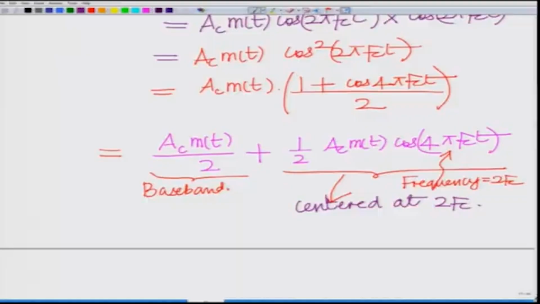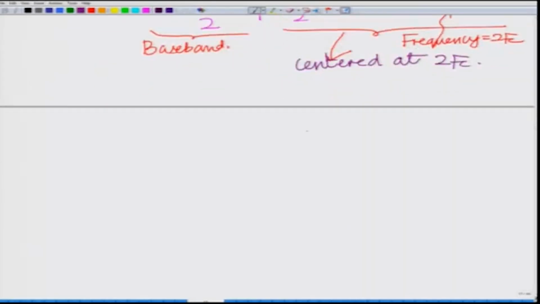However, m t multiplied by cosine 4 pi f c t, which has frequency 2 f c, means the spectrum of m t, that is M f, is shifted to 2 f c and minus 2 f c. So, this is far away from the baseband, alright, and this component can be removed by filtering to recover m t. So, let us look at the spectrum to understand this better.